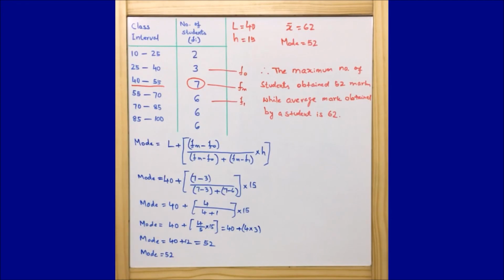Because the question has asked us to interpret our results, writing this makes things very clear. Hope you understood this calculation and process. This is very simple and very straightforward. If we do not know the mean, then we need to find out the mean, and then find out the mode, and then interpret our results.